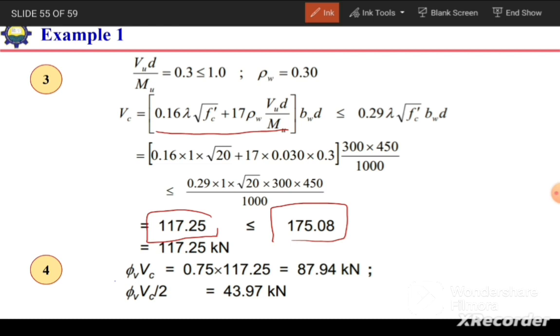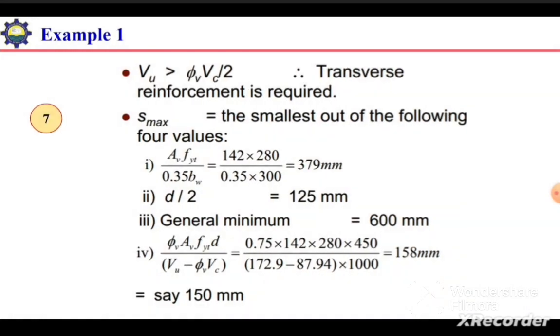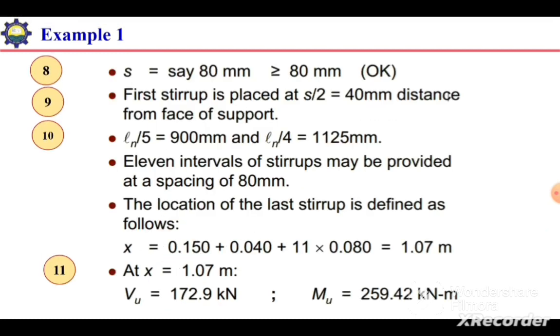After that the next step is again to check whether the shear reinforcement is required at the new section or not. For that we need to compare the Vu, the applied shear, with phi Vc by 2. So 117.25 is the nominal shear strength. If we multiply it with the 0.7 factor, it will become design strength, and divided by 2 it will be 43.97 kilonewton. And the applied shear is about 172.9 kilonewton.